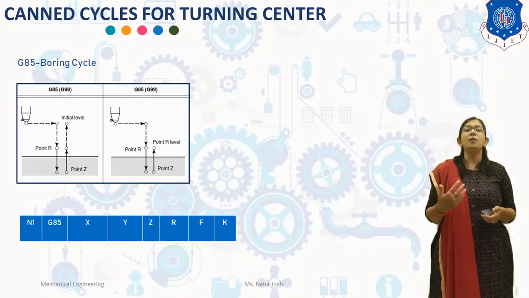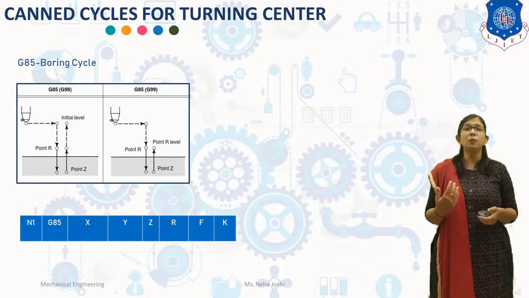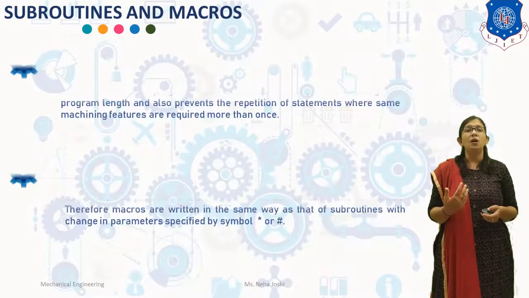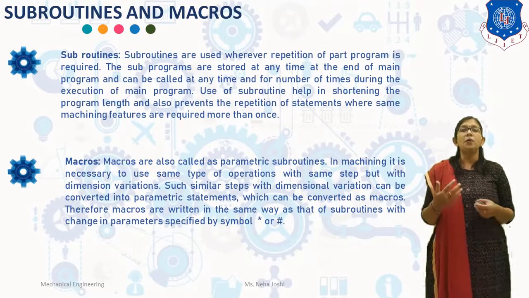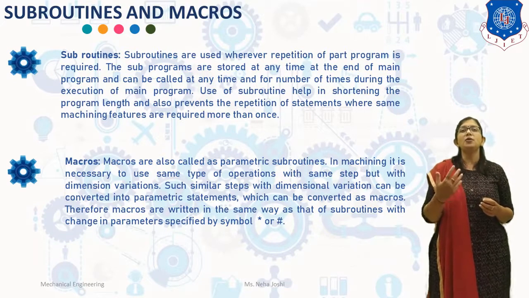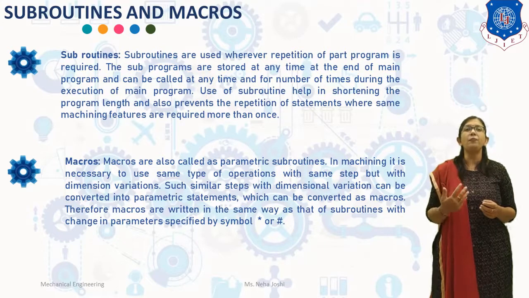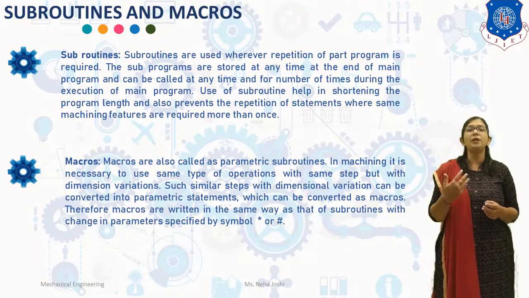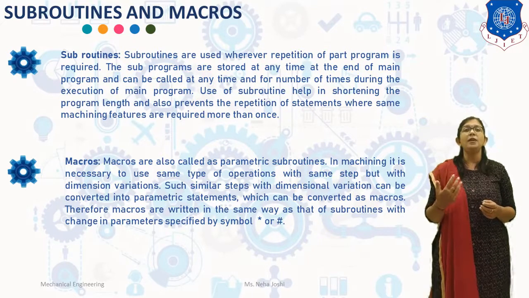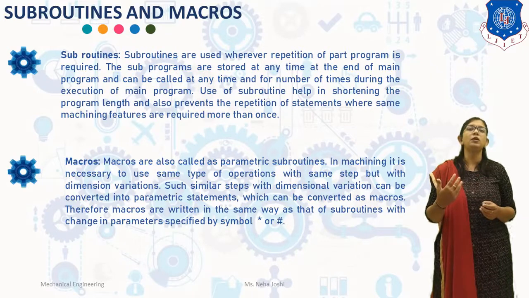Okay. So these are the canned cycles which are used in CNC programming. Now we will discuss subroutines and macros. First of all, what are subroutines? Subroutines are used where repetition of a part program is required. Subprograms are stored at the end of the main program and can be called at any time, a number of times, during the execution of the main program. Use of a subroutine helps in shortening the program length and also prevents the repetition of statements where the same machining features are required more than once.